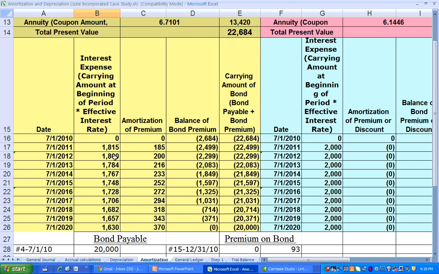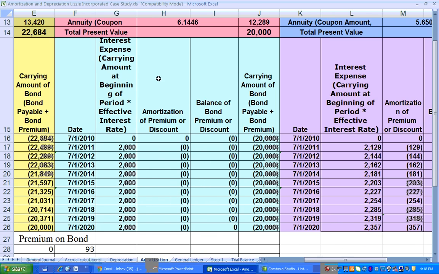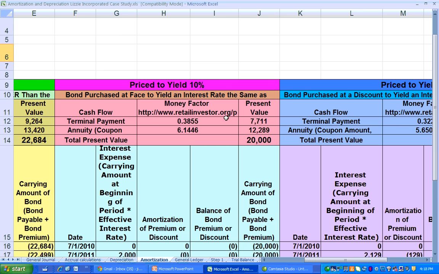Next, let's look at two additional scenarios. First is we priced this bond to yield 10%. So this is priced at par. So using 10%, which is the same amount of the coupon, gives us a present value of the bond of $20,000. So if the effective interest rate matches the coupon rate, then you're going to be selling the bond at par. In that case, you notice that the interest expense is the exact same amount as the coupon amount. So there's no amortization of premium or discount. The carrying amount of the bond then is always the face amount, the $20,000.